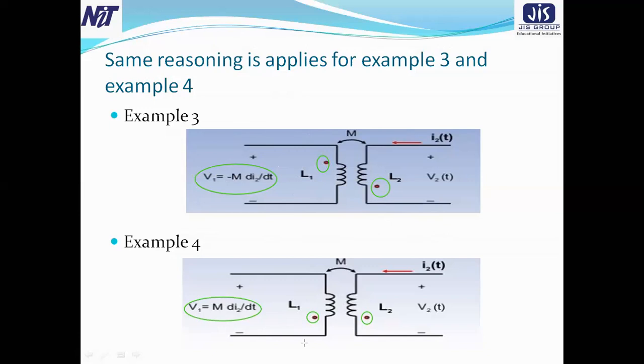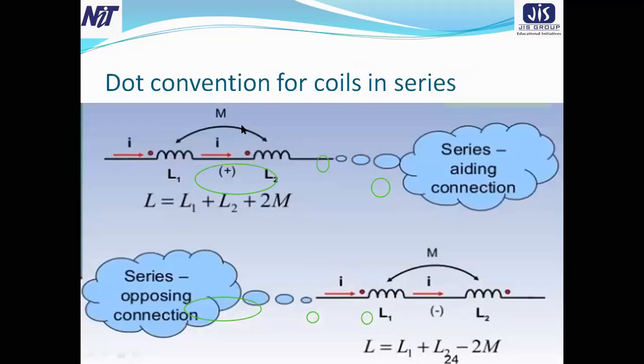Now, dot convention for coils in series. Look, this is L1, this is L2. It is at the starting point. This is the mutual inductance M, this is self inductance L1, self inductance L2, positive, positive. Then total inductance L equals L1 plus L2 plus 2M. Both are in positive sign. Series adding connection.